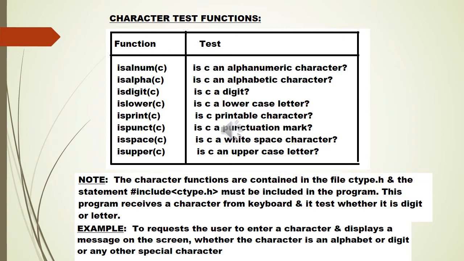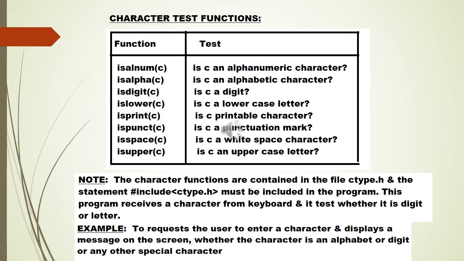Now the character test functions. isalnum of c will check if c is an alphanumeric character. isalpha of c, if you are using it in your program, will test if c is an alphabetic character. isdigit of c checks if c is a digit. islower of c checks if c is a lowercase letter. isprint of c checks if c is a printable character. ispunct of c checks if c is a punctuation mark. isspace of c checks if c is a white space character. isupper of c checks if c is an uppercase letter.